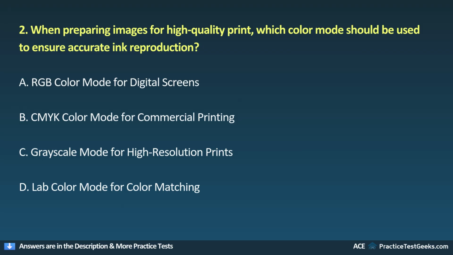2. When preparing images for high-quality print, which color mode should be used to ensure accurate ink reproduction? A. RGB color mode for digital screens. B. CMYK color mode for commercial printing. C. Grayscale mode for high-resolution prints. D. Lab color mode for color matching.